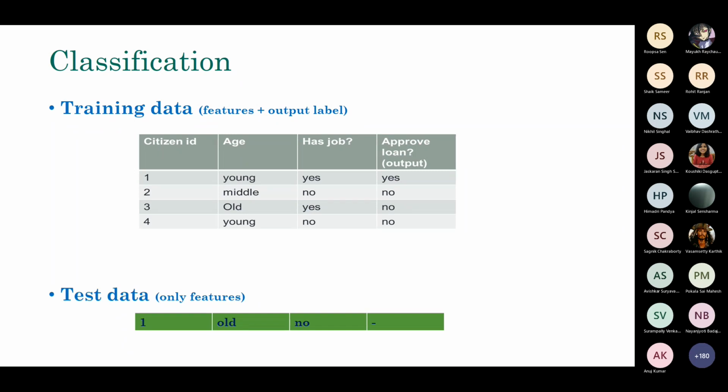Now, when I refer to test data, we assume that we do not know the output level, but we know the features for that particular sample. We are interested in predicting the output levels. For all test data, that is our assumption. And for all training data, we know what the output levels are for all the samples. All right, so this is the basis of the structure of the data for classification.